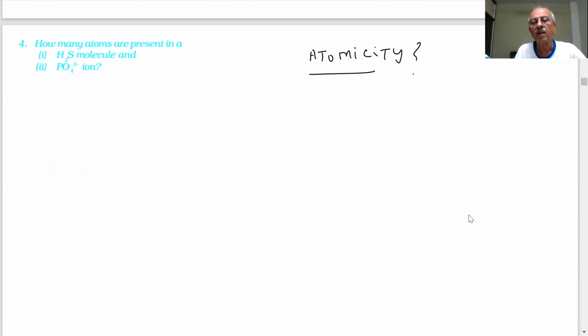What is atomicity? The number of atoms in a molecule. If I say H2, what is the atomicity of H2? 2. If I say He, what is the atomicity? 1, only one atom. If I say O3, what is the atomicity? 3. If I write H2O, what is the atomicity? 3, one atom plus 2. If I write P4, what is the atomicity?